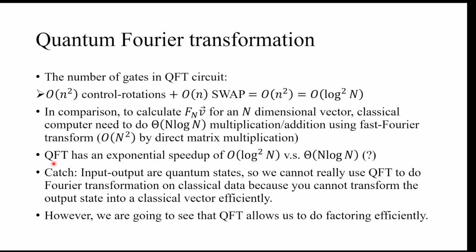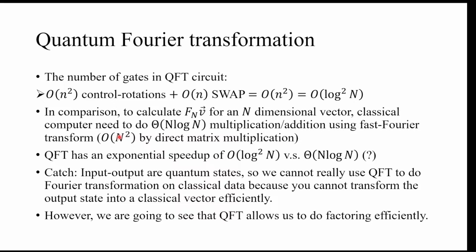But you see that quantum Fourier transform has quite a bit of speedup. It has a so-called exponential speedup, because quantum Fourier transform only needs order log squared N operations compared to classical, where you need theta N log N. Okay. And well, you just compare these two numbers, you see that this number is exponentially smaller than this number.